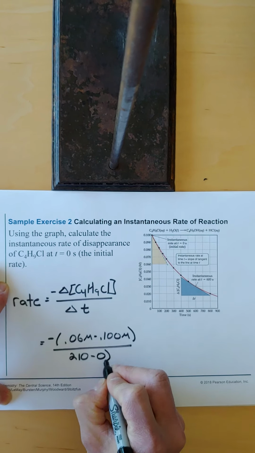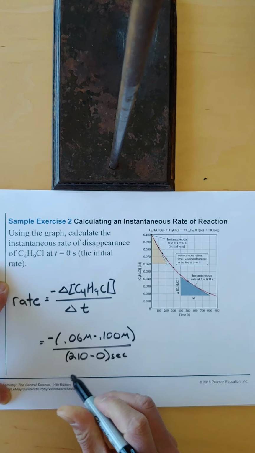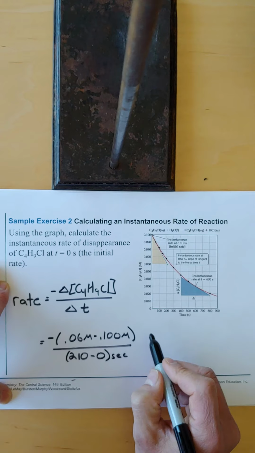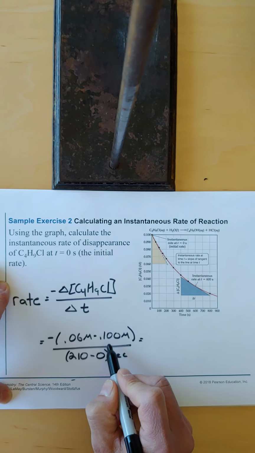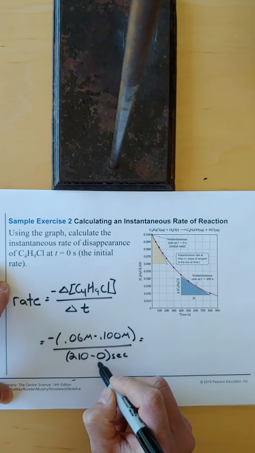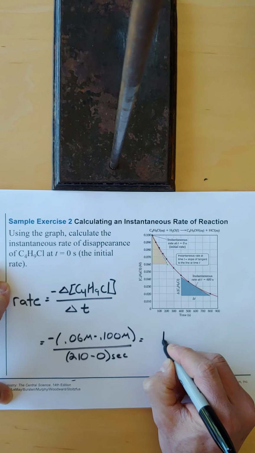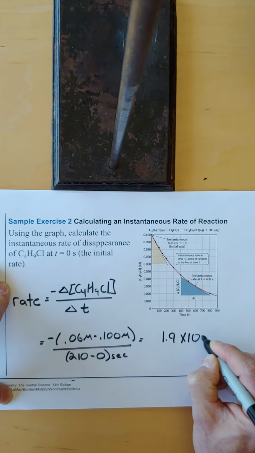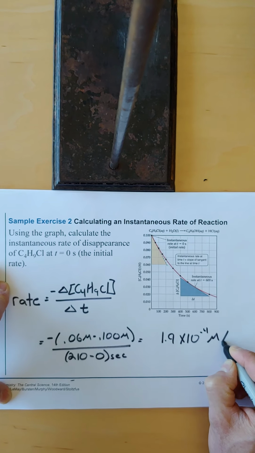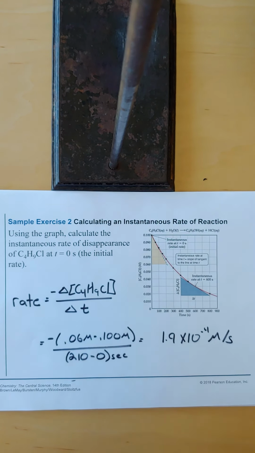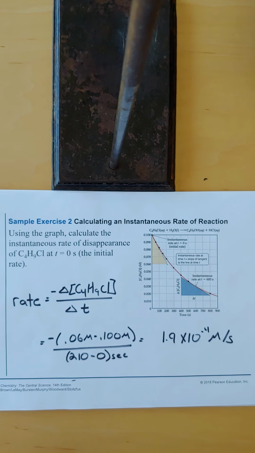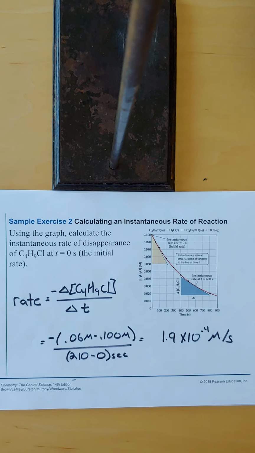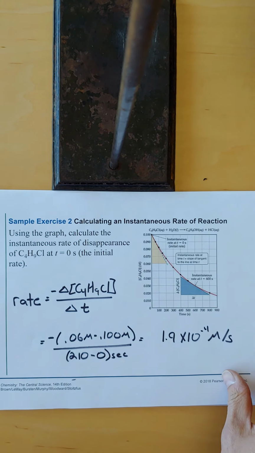So 210 minus 0 seconds, right? That's our final time minus our initial time. So we get our delta concentration of 0.04 divided by 210. So we get 1.9 times 10 to the negative 4 molar per second, right? And so that would be the instantaneous rate of that reaction. So when that reaction first starts, we draw our tangent line and we figure out what that is. And so that's our instantaneous rate of our reaction.